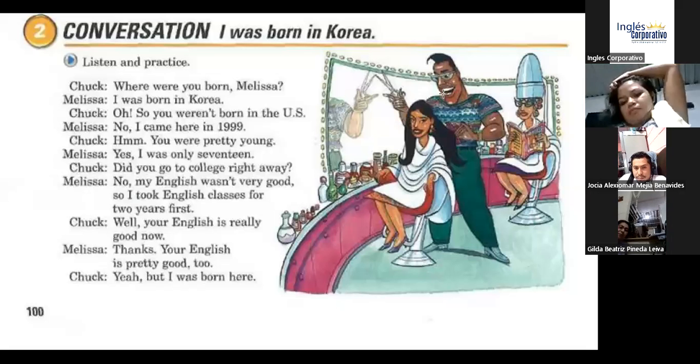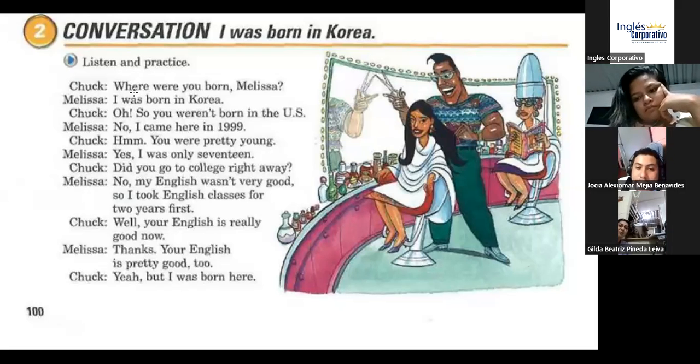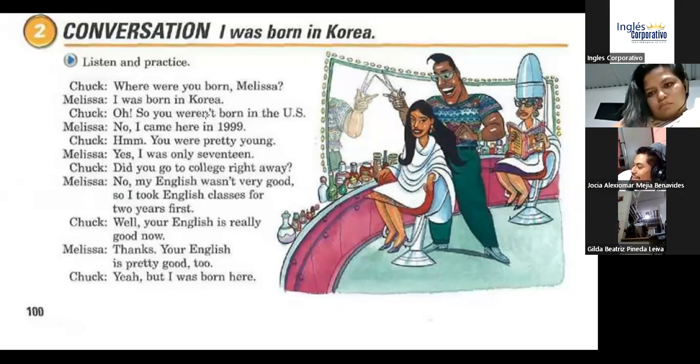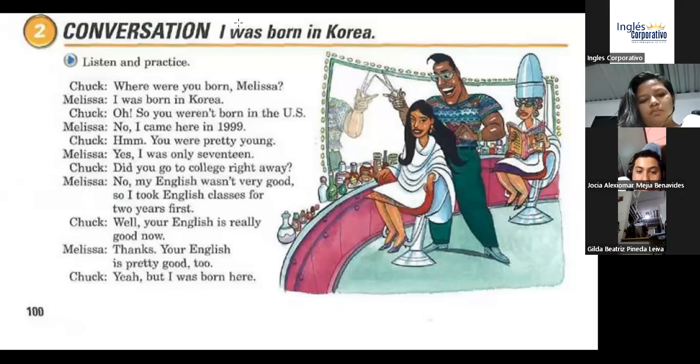Por acá tenemos la conversación. Y acá vamos a ver que tenemos preguntas. Fijémonos más o menos cómo va la pregunta. El lunes vamos a ver cómo se hacen las preguntas, pero veamos cómo se hacen las oraciones afirmativas. Por ejemplo, Melissa dice, I was born in Korea. Veamos la negativa. You weren't. Weren't is were not, okay? Y vamos a leerlo.